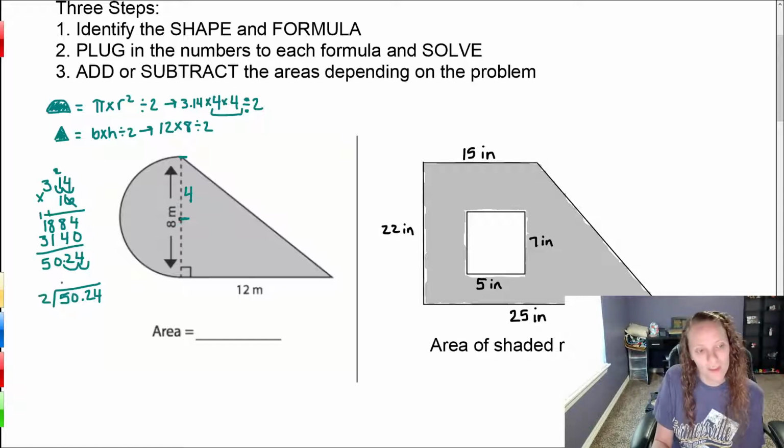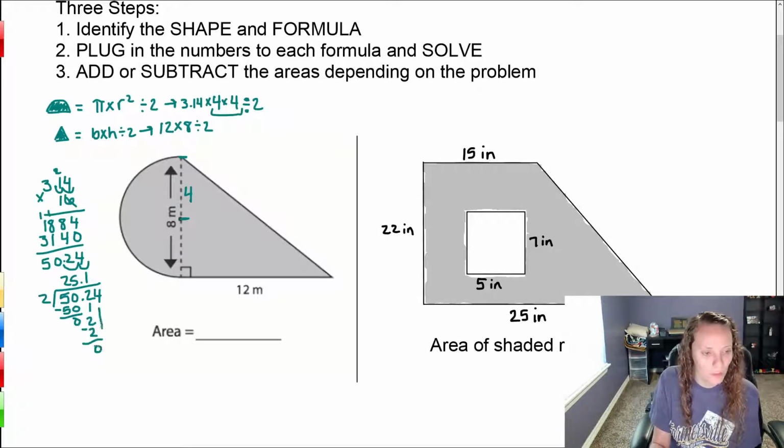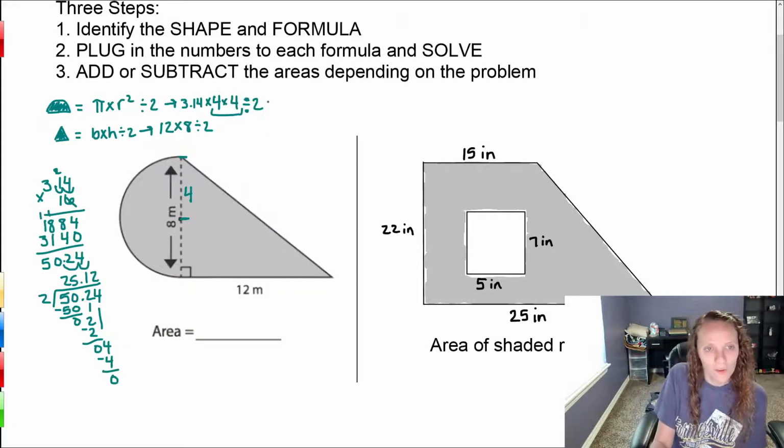Well, 50 divided by 2 is 25. 25 times 2 is 50. Bring that decimal up, we'll bring the 2 down. 2 goes into 2 one time. Subtract 2 with 0 left over, bring down the 4. 2 goes into 4 twice. So our answer for the half circle is 25.12.